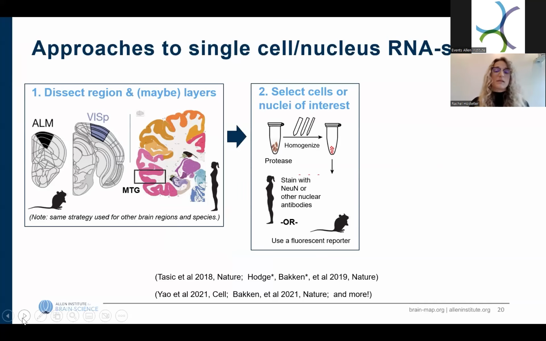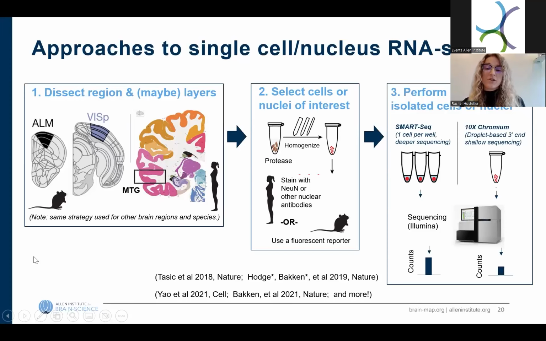Then the next step is to select the cells or nuclei of interest that you would like to study. For instance, if you're interested in studying PV cells and you're using PV transgenic mice that have tdTomato, you can use that fluorescent reporter, that tdTomato, to select for that specific population of interest. If you're working from tissue from humans that doesn't have fluorescent reporters, you can stain with NeuN or use other nuclear antibodies to specifically enrich and study those neuronal cells that you're interested in.